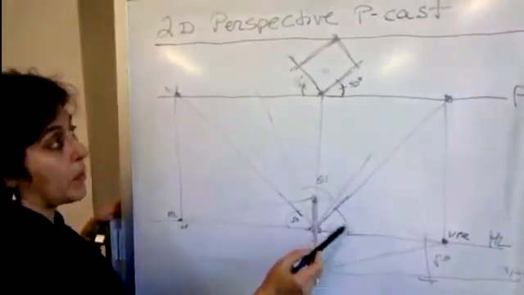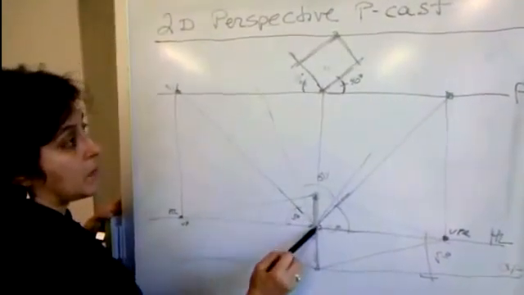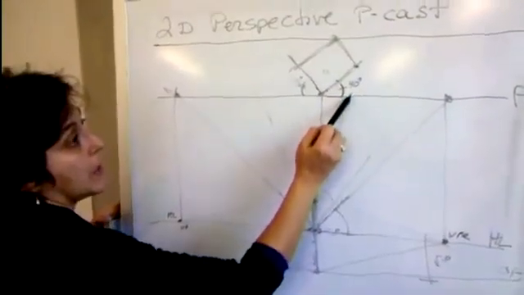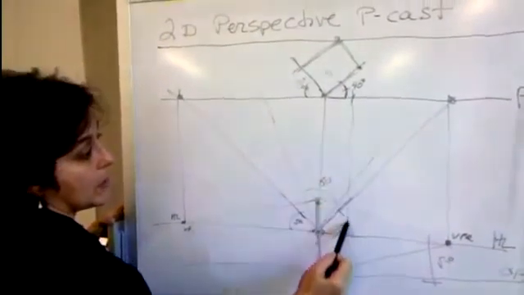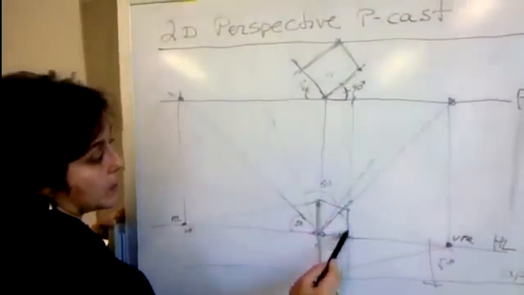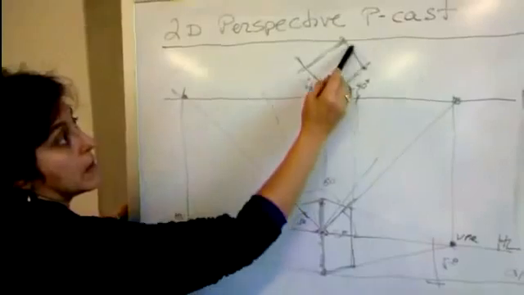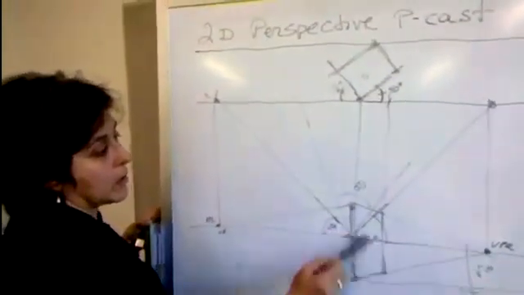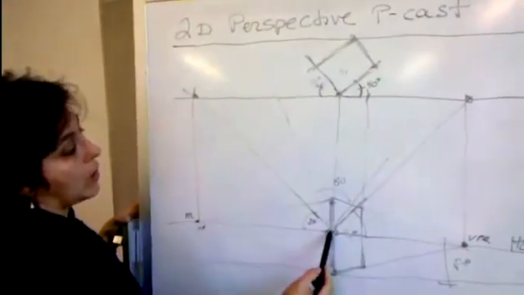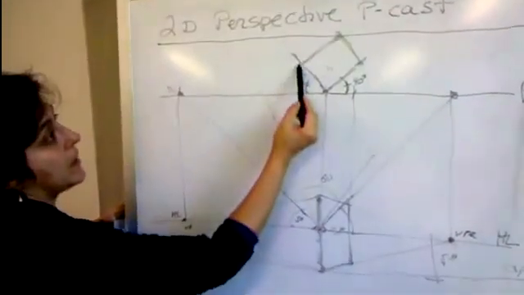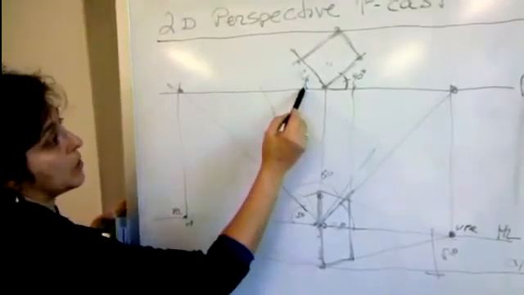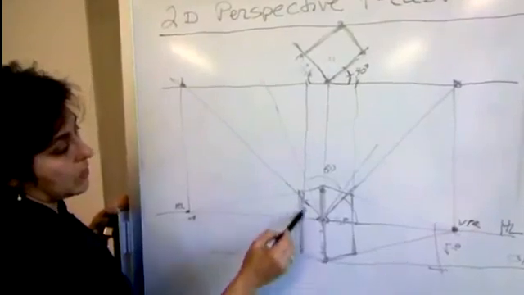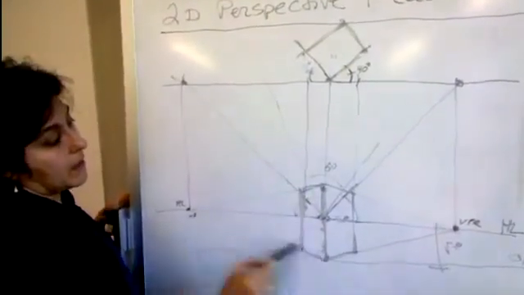In order to find the end points, you start at that station point, draw a line up to that corner, and where that line intersects the picture plane, you bring that straight down, and that is going to give you the end of that wall at that corner. Same thing here for this corner. You draw a line from the station point up to that corner where it intersects the picture plane. You draw the line straight down, and that gives you that side of that building.